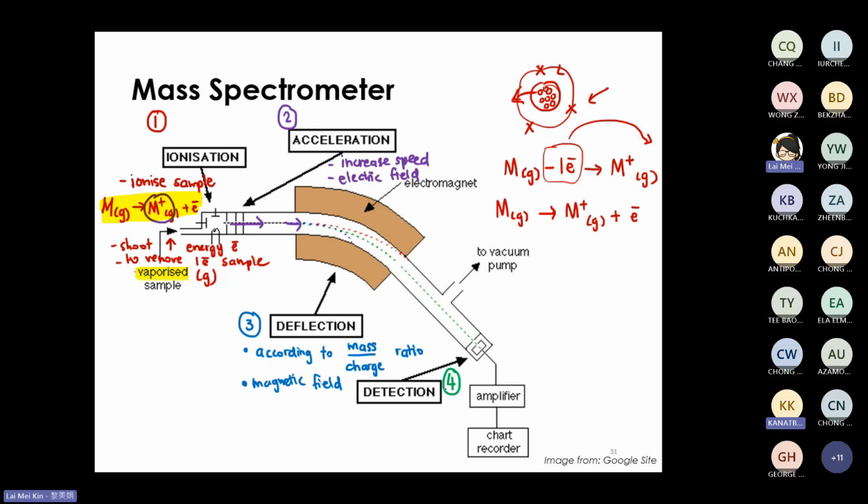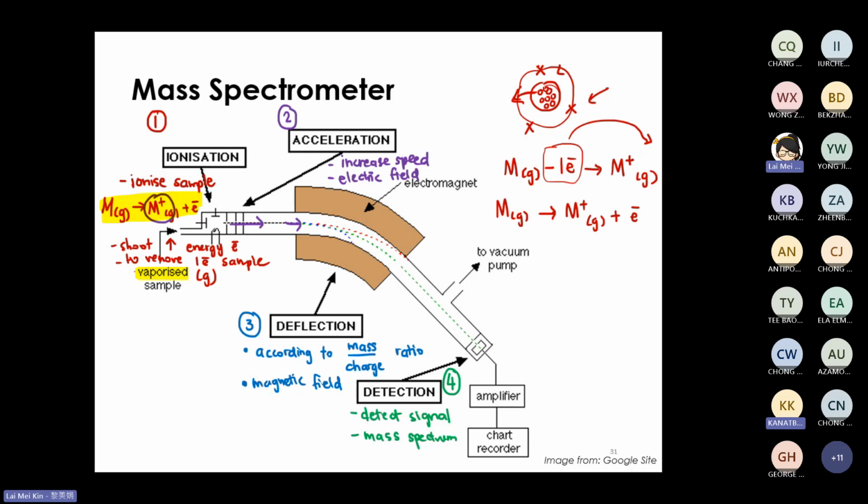And the last stage is detection. Detection means I'm going to detect the signal and I amplify it. And what is going to be produced? I produce a mass spectrum.